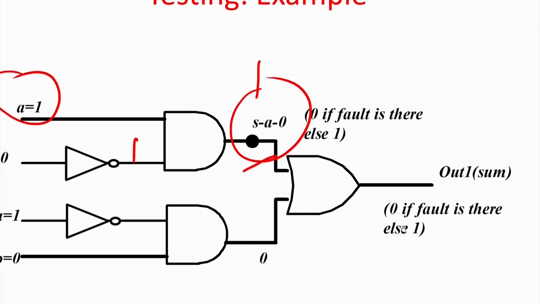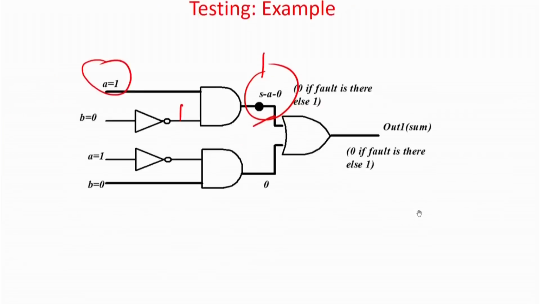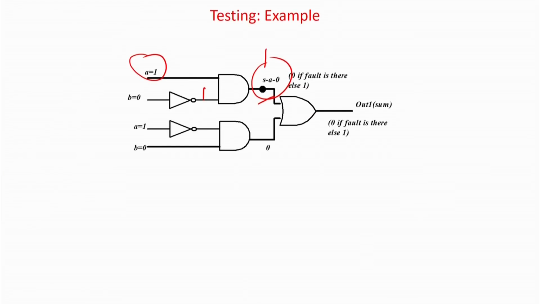So output is going to be 0 if fault is there. Because if there is a fault, this 1 will be converted to stuck-at-0, because this line is stuck-at-0. So in this case it will be 0. But if the circuit is normal, then it will be 1 or 0 is 1. So if I find a 1 at the output, the circuit is normal, otherwise it is having a stuck-at-0 fault. Now in testing, you have to verify that none of the lines is having a stuck-at-0 fault.